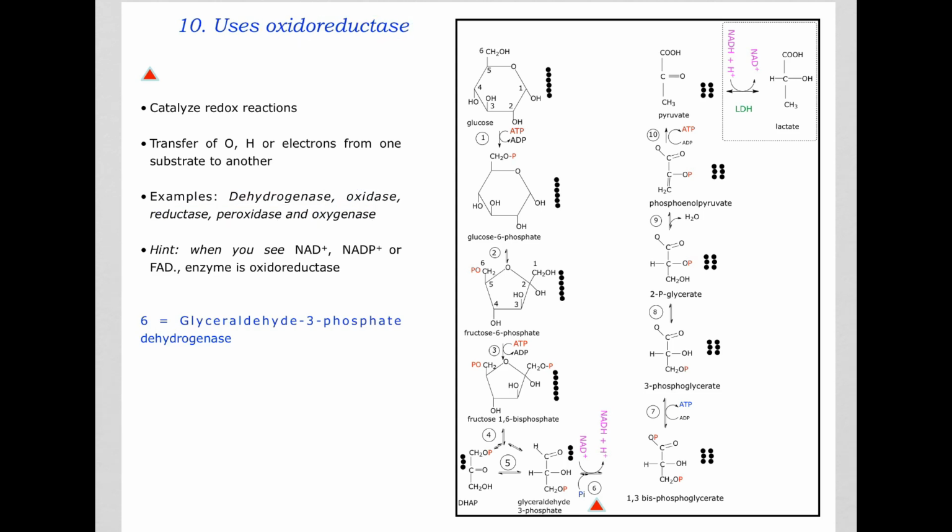Now, this is an important hint. Whenever you see a metabolic pathway and you see coenzymes such as NAD, which is what we see here in reaction number 6, or you see NADP or FAD, then you can safely say that the enzyme catalyzing this type of reaction is an oxidoreductase. In this case, the enzyme is called glyceraldehyde 3-phosphate dehydrogenase.